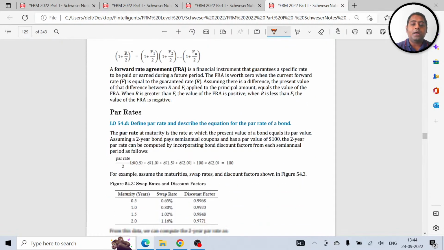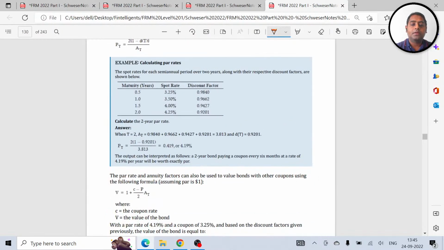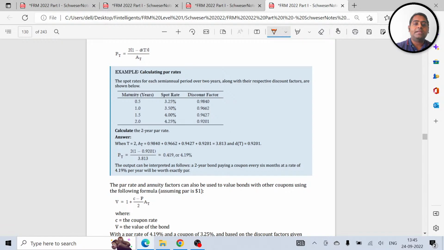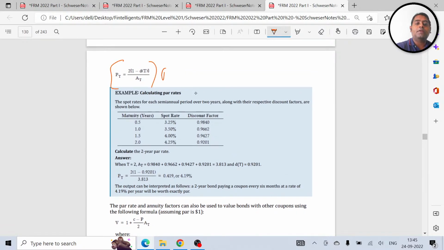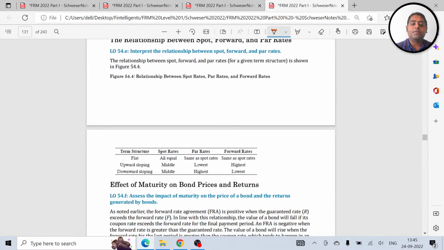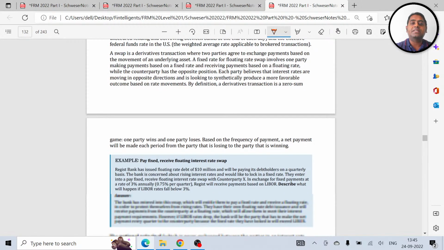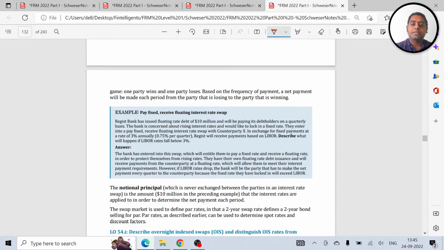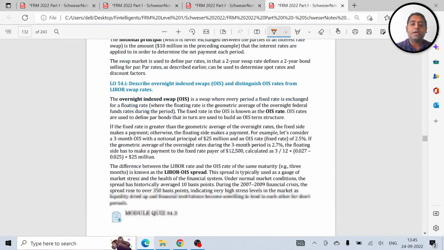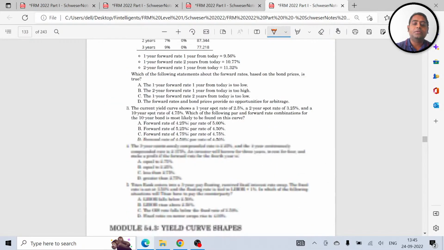Par rate, there is a formula which is connected to par. Yes, I expect this formula to be tested in the exam. This sum. Further, relationship between spot and forward not heavily tested. Swap and swap rate. This is covered in your swap chapter very, very easily. It is covered. Notional principle, OIS, this part, LIBOR and OIS spread. You can look into this section.